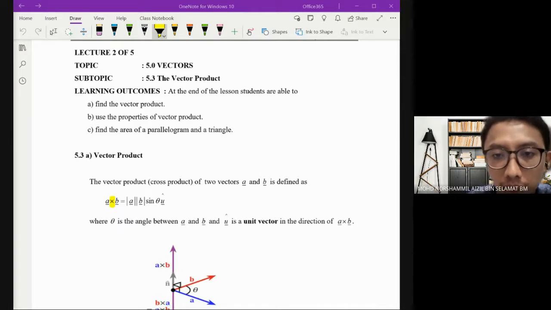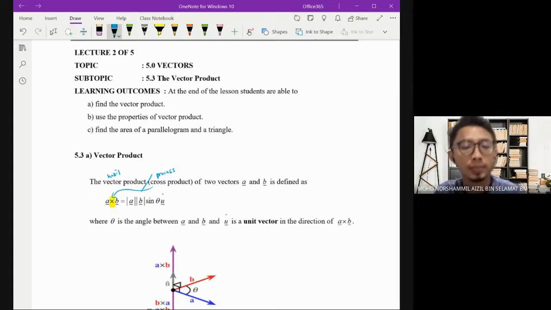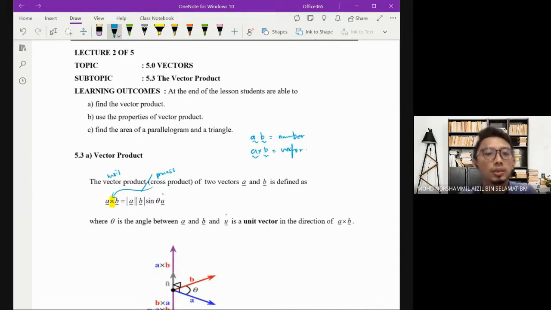Vector product means that cross product. Dia sama nama. Ada orang panggil vector product, ada orang panggil cross product. Sama saja. Okay, cross is the process, is the operation. Vector is the production. Maksudnya hasil. Hasil dia akan dapat vector. Maksudnya kalau you buat A cross B, you will get a vector. You takkan dapat number tau. Kalau tadi A dot B, you dapat number. You kena faham A dot B, you get number. A cross B, you get vector. You kena tahu lah ni.